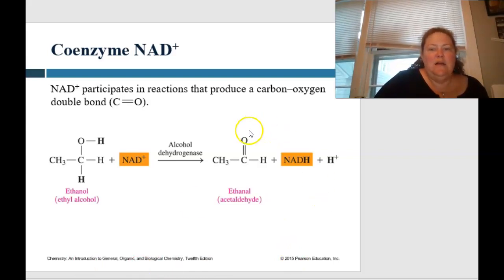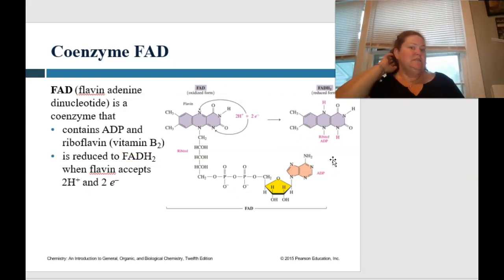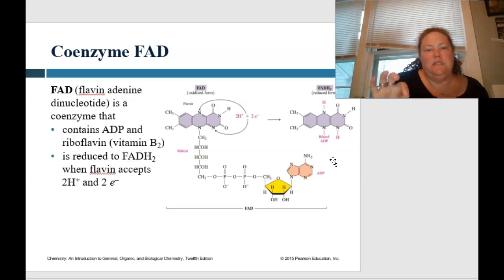So you can see again here, we are going to have the double bond formed here, and we're going to be producing it, etc. The coenzyme FAD is flavin adenine dinucleotide. This is a coenzyme that contains ADP and riboflavin, which is also known as vitamin B2. And it's reduced to FADH2 when the flavin accepts 2 hydrogens and 2 electrons.